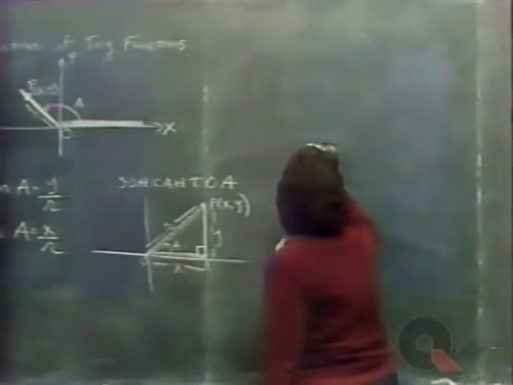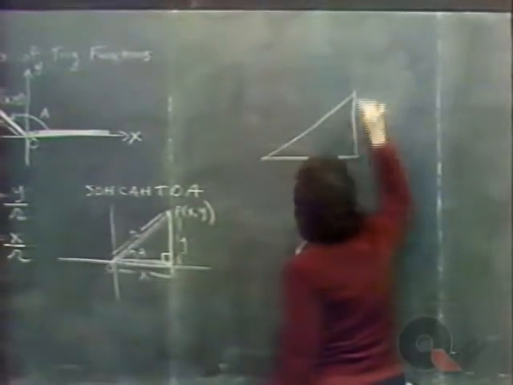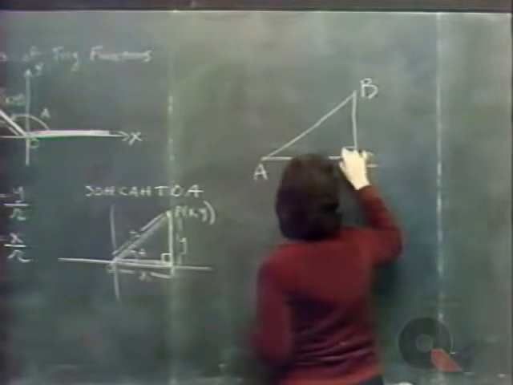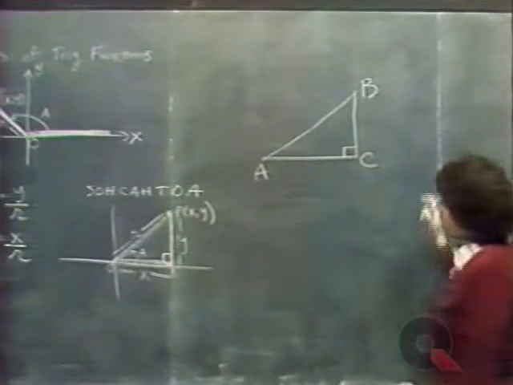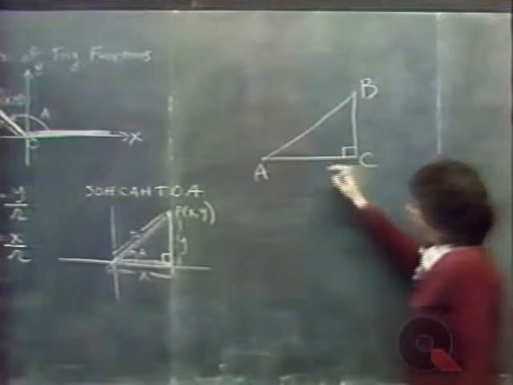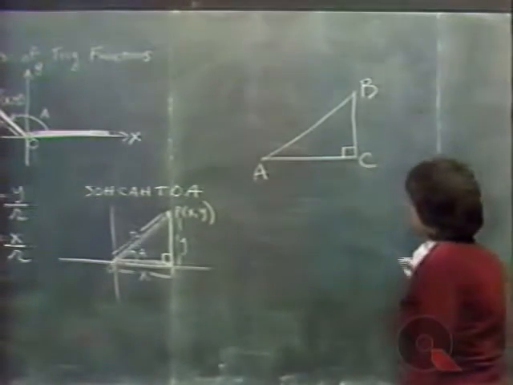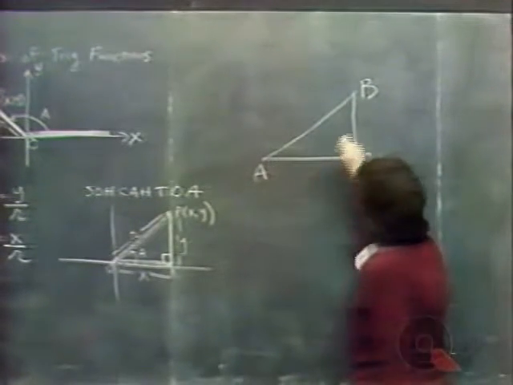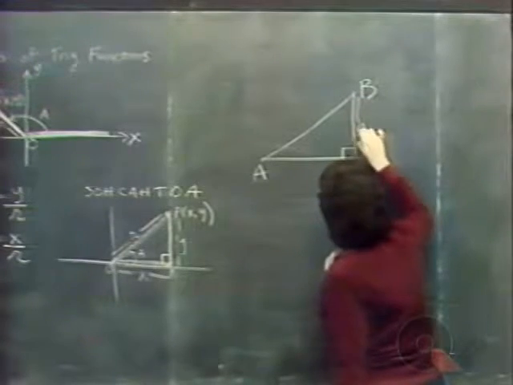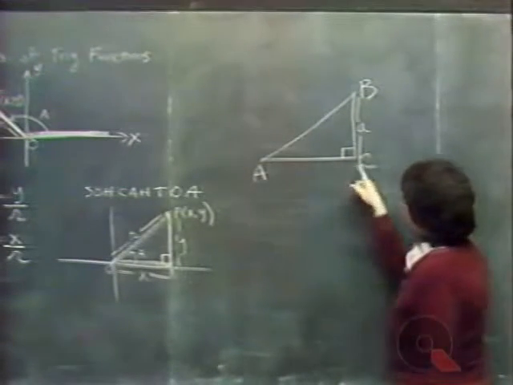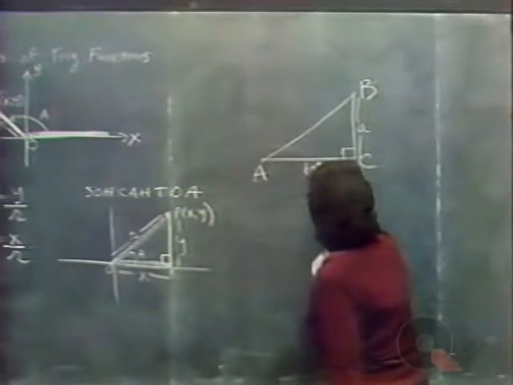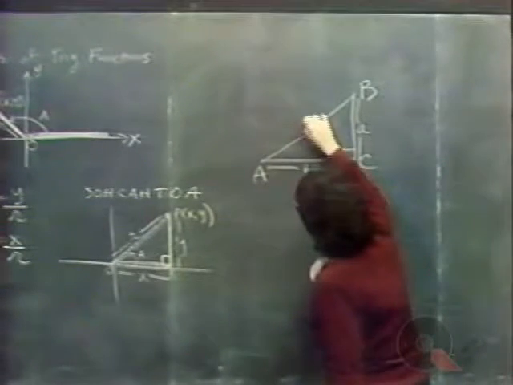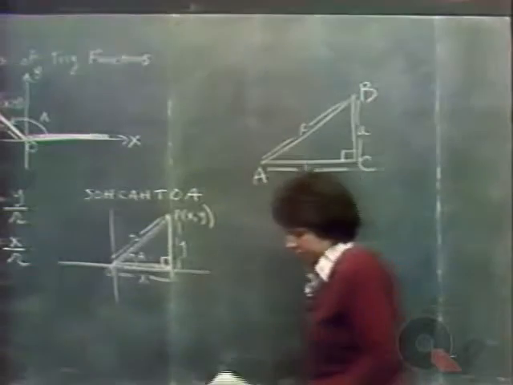Let's say I have a right triangle, and let me label the angles A, B, and C, where the right angle is C. Very often the side opposite an angle has its length represented by the corresponding lowercase letter. So the length of BC, the side opposite angle A, is denoted by a lowercase a. The length of AC, the side opposite angle B, is denoted by a lowercase b. And the hypotenuse, the side opposite the right angle C, is denoted by a lowercase c.